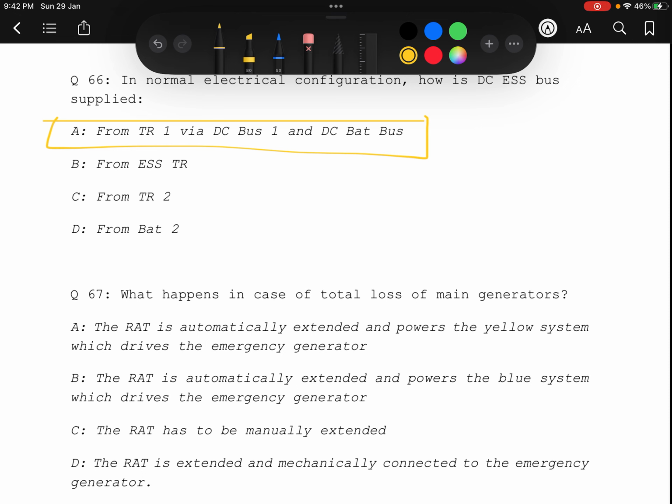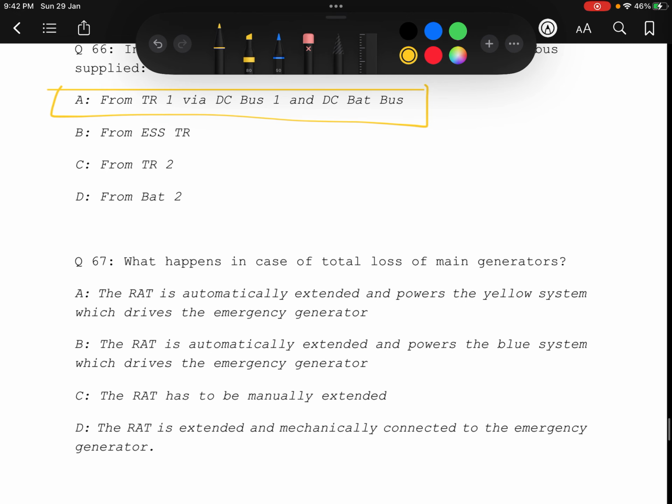67 question. What happens in case of total loss of main generators? So there is total loss. Total loss means no power to the AC bus 1 and to AC bus 2. So the RAT will deploy automatically. So this answer is wrong.